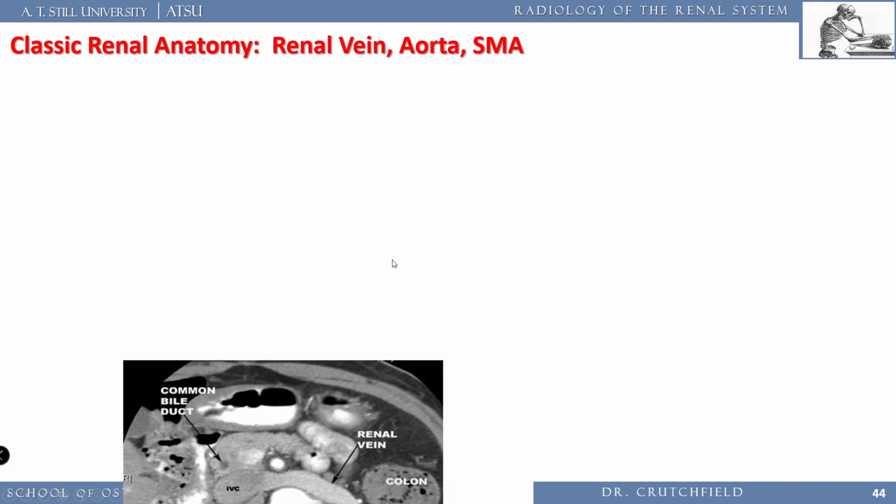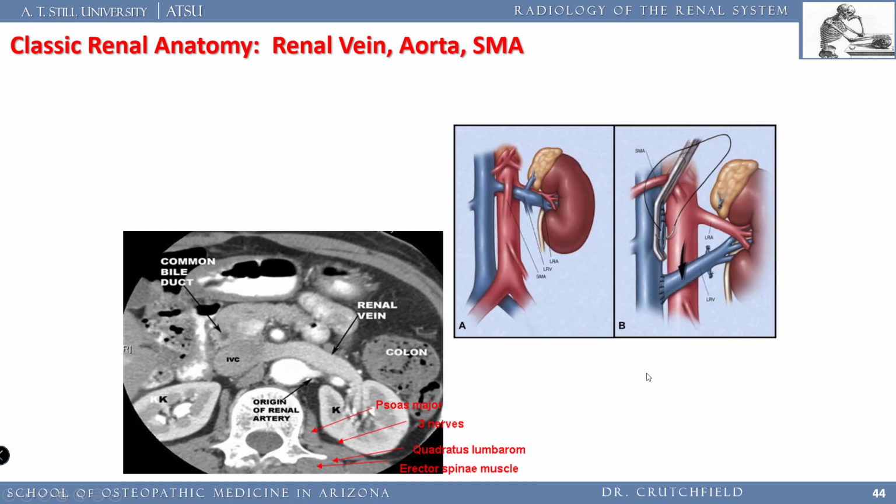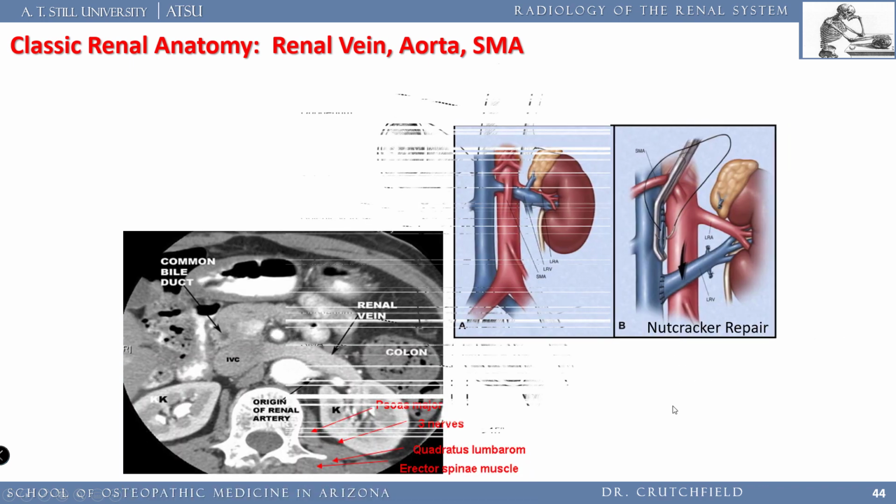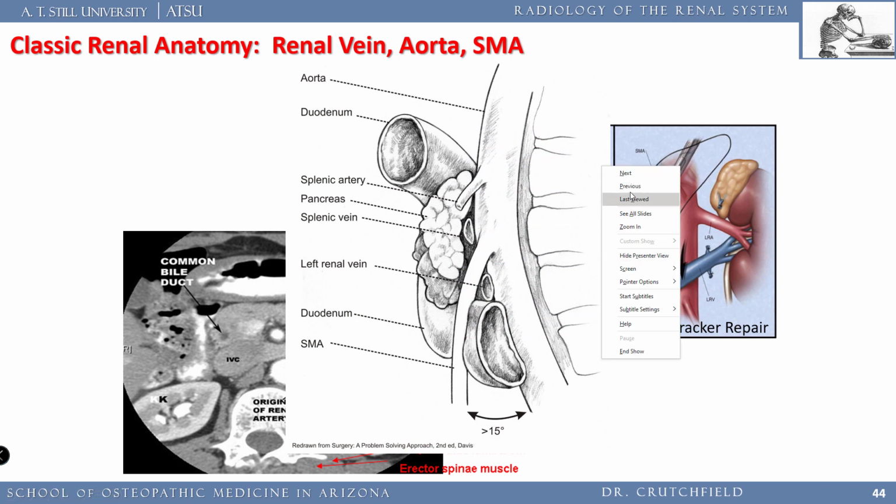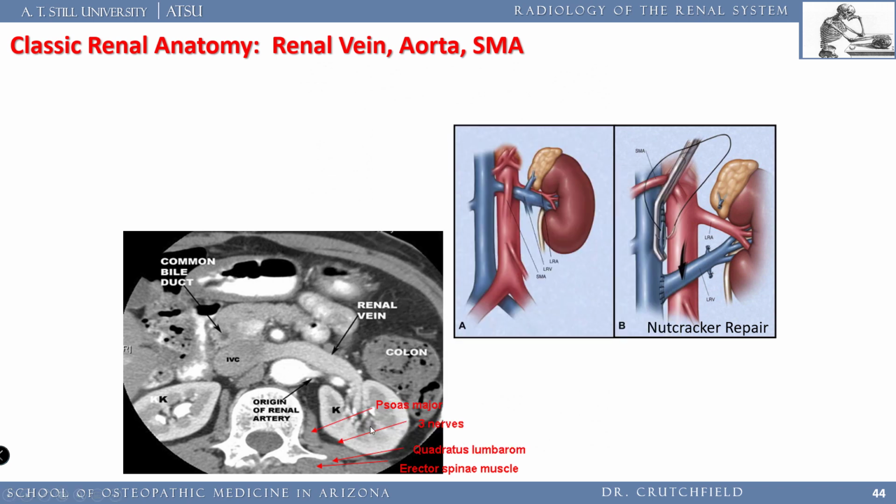So now let's talk about this classic renal anatomy. Let's look first at some normal anatomy. So here's the right kidney, here's the left kidney. Here is the left renal vein crossing over the aorta, and it's going into the inferior vena cava. And here you can see common bile duct. This is the pancreas right here. Here is the SMV right here.